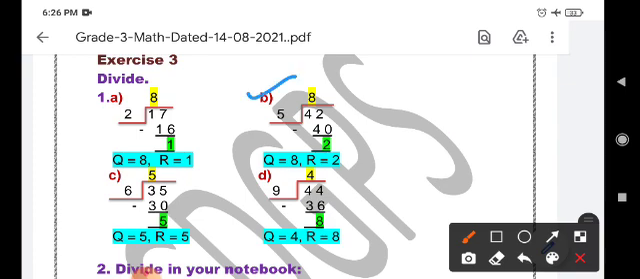Come to B part now. Solve it like we solved A part. 42 divided by 5. So first what we did, we wrote the division form. 42 is the dividend that is to be written inside the den, and 5 is the number that will divide 42, so it is written outside. Now see, is 42 in the table of 5? Repeat the table of 5.